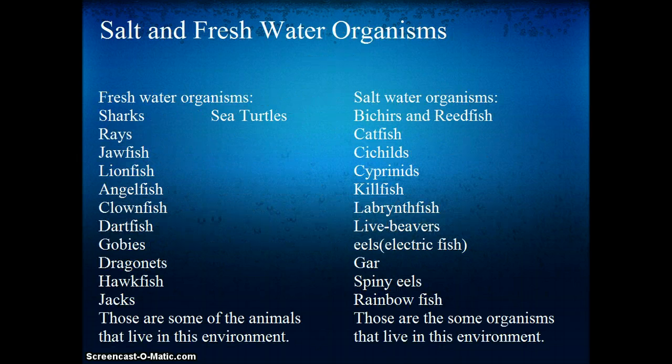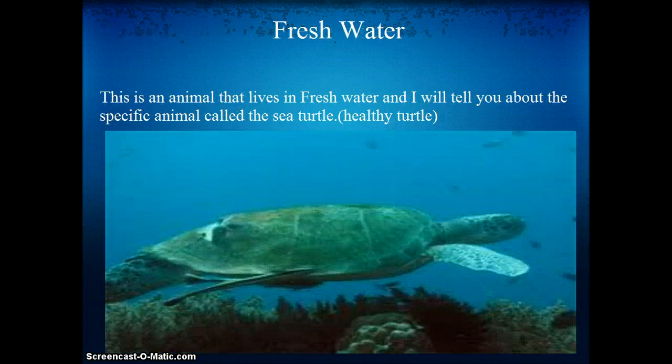Saltwater and freshwater organisms. These are some of the organisms that live in the saltwater and freshwater environments. On one side there could be rays, jawfish, angelfish, and on this side it could be labyrinthfish and catfish. Okay, so this is a healthy freshwater turtle. It lives in the freshwater environment, and when it is not hurt by any type of animal or attacked by some type of garbage bag or oil, it can be pretty healthy.